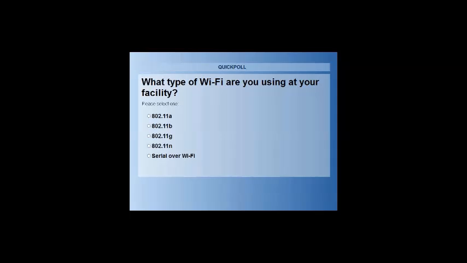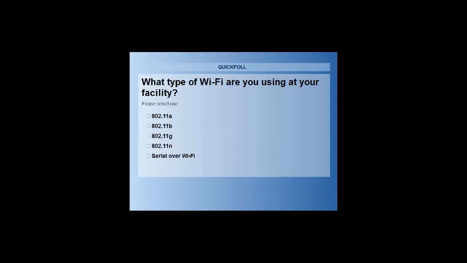So we've got some answers coming through here. It looks like it's going to be a little bit closer, this one, than our last poll. Right now it looks like 802.11g and N are the clear winners. Give you guys just a little bit more time to go ahead and get some answers in.